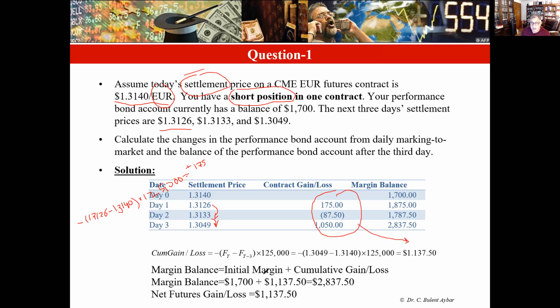And we can calculate that by simply looking at the final contract price, which is 130.49, minus the T minus 3, which is the day 0 price, which is 131.40, as you see in here. We can get the total cumulative gain or loss in our contract during this 3-day period. So the margin balance in this particular case is going to be, at the end of the 3rd trading day, $2,837.50.